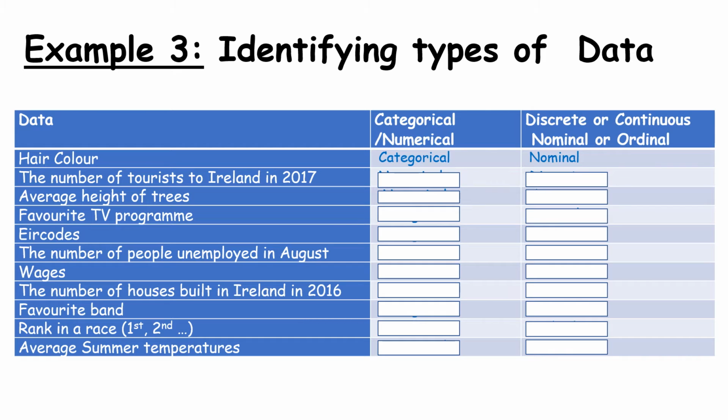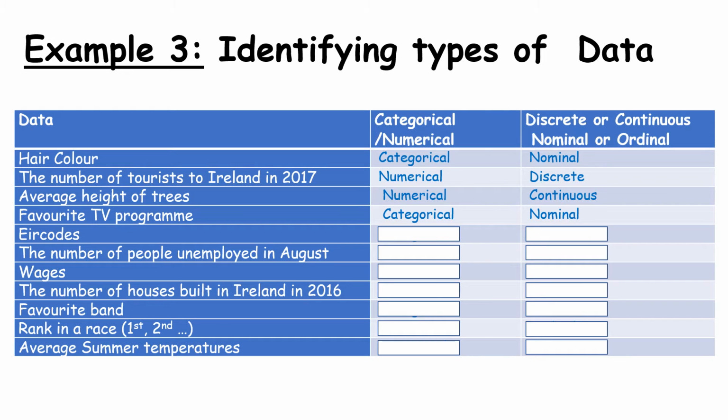The number of tourists to Ireland in 2017. So that is going to be numerical. The number of, you would count them. So anytime you see the number, it's always going to be discrete because that's counting. The average height of trees. So if you get the height, it's going to be a number, so it's numerical. You measure the height, so it is continuous. Favorite TV programs. So that's going to be categorical. And again, if you list out your TV programs, is there an inbuilt order? And that's no, so it's nominal.